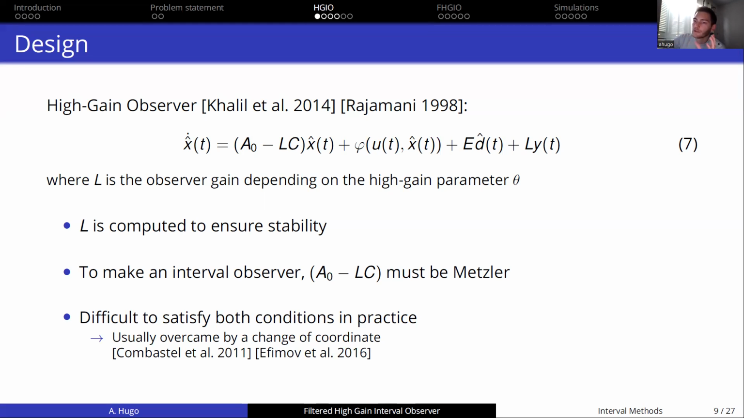Usually, it is really difficult in practice to satisfy both conditions at the same time. And so what is commonly done is that a change of coordinates is used in order to ensure the cooperativity of the dynamics, but in the new base. So we will need to design a change of coordinates.